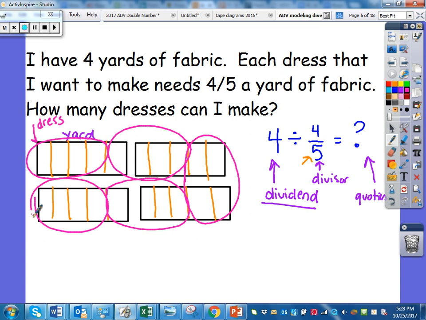For this problem, I have 5 dresses, and there is no extra fabric left over. The number of circles tells you how many groups of 4/5 fit inside 4.